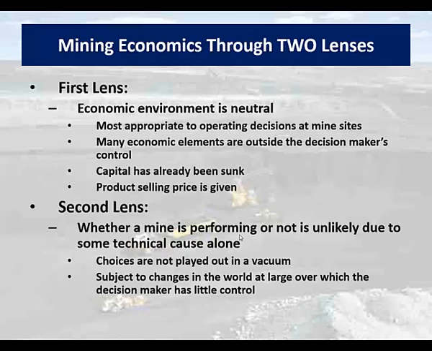The second lens focuses on a broader range of issues. It recognizes that whether a mine is performing or not is unlikely to be due to some technical cause alone, though some technical cause may be blamed. Choices are not played out in a vacuum. Instead, they are subject to changes in the world at large over which the decision maker has little control. A new mine development justified on a rising price of coal will yield a return dramatically below expectations if, instead, the price turns out to be falling.